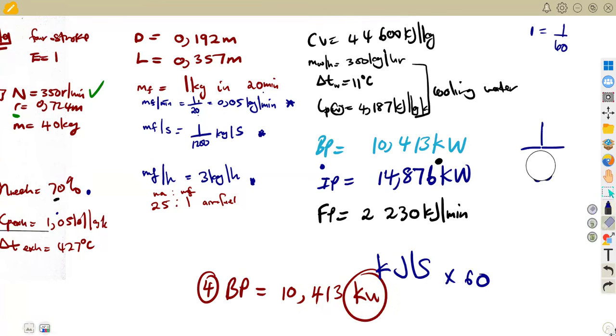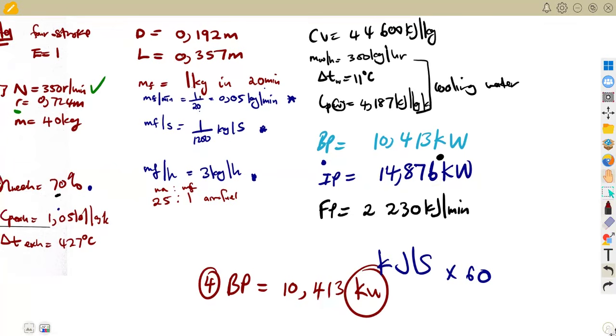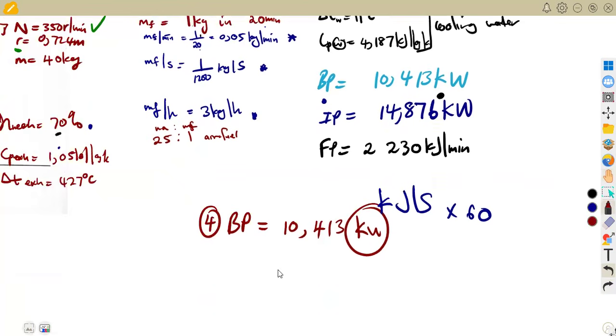Take note about that. It is simply to multiply by what? By 60. So this is to convert to kilojoules per minute, because kilowatt means kilojoules per second. So it was a direct question, this one. So that was going to give us 624.78 kilojoules per minute. Why are they asking us like this? It is because of the heat balance sheet.